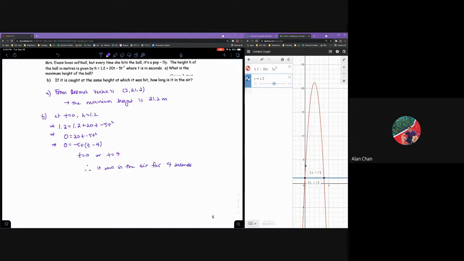Again, for it to start at 1.2, which is when it was hit, and then for it to go back to 1.2. Now, of course, it hits the ground over here, right, at 4.059 seconds, but it's not asking for when it hits the ground. It's asking for when it goes down to the original height of 1.2.